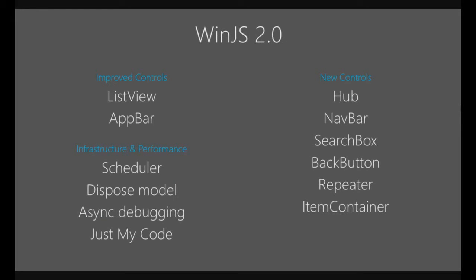Across the HTML application stack, we did significant work in Windows 8.1 to make apps better. First, we focused on speed. Next, we added more controls to support UX patterns. Lastly, we worked on developer productivity features to help you build and debug your apps more efficiently. I won't get to all the new features today, but we'll talk about the features in yellow.